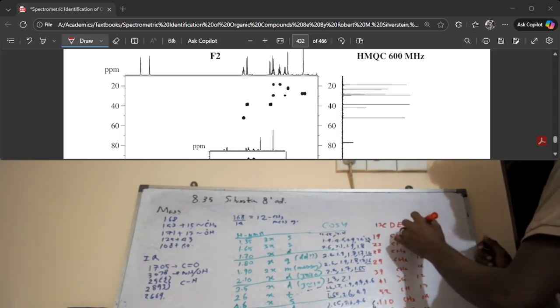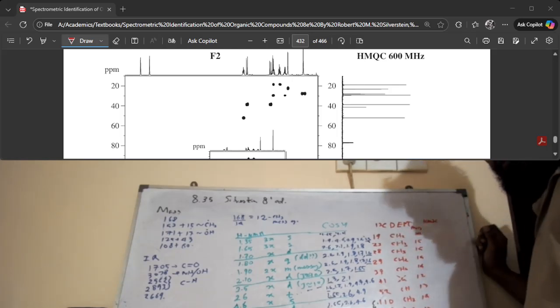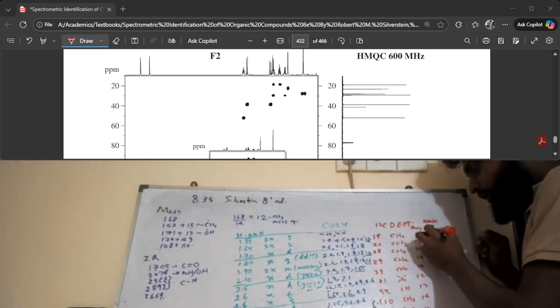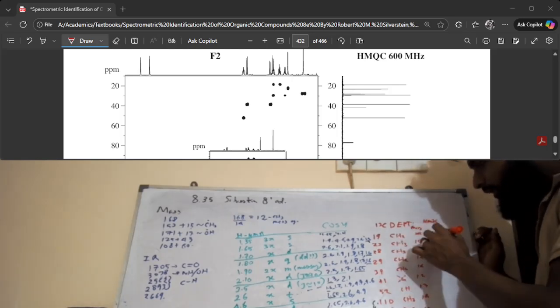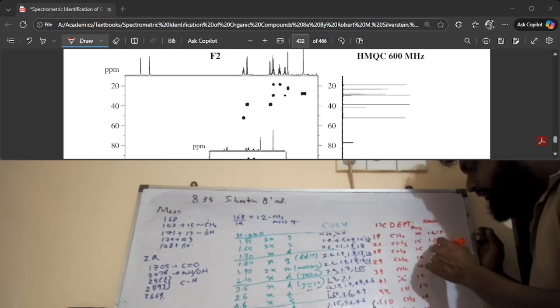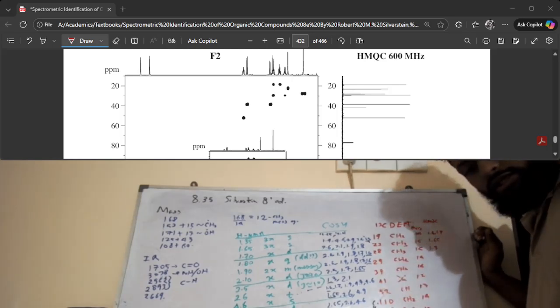So this is HMQC, which is going to be the single bond correlations, right? So it's 1.8, 1.9. Okay, 1.65 is a 3x correlation. 1.3 has 3 carbons and again 3 protons, and it agrees with CH3.